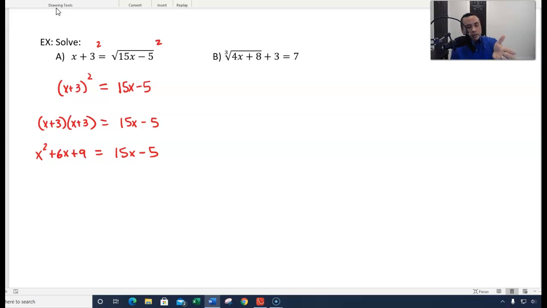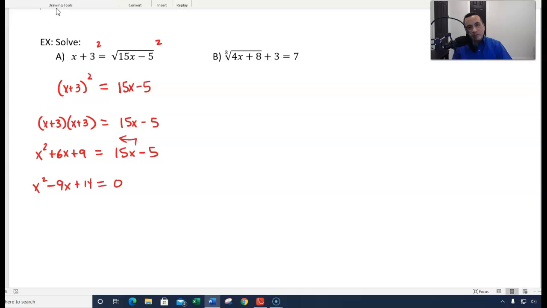All right, now it looks like something I can do. Let's move the 15x and the 5 to the other side. And if I do that, I'm going to zero out here. So I'll have x squared, and then you're going to have 6x. Remember the minus 15x. So 6x - 15x is going to be -9x. Now plus 5, so 9 + 5 is 14. Hey, now we have a basic quadratic.